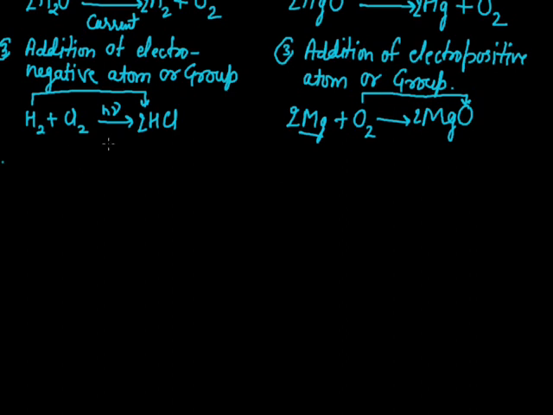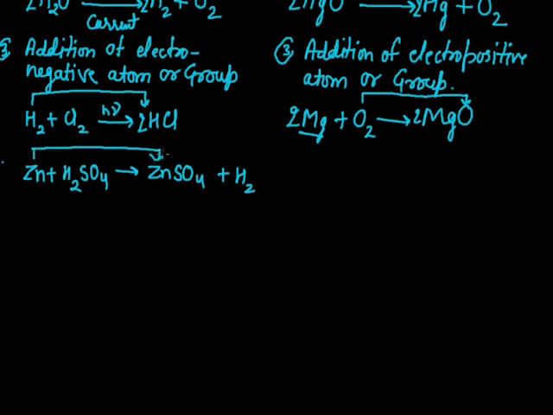Now we can take another example of an electronegative group. Zinc plus H2SO4 forms ZnSO4 plus H2. Now we put an arrow from zinc to zinc. In this reaction, zinc doesn't have any electronegative group or atom, but after the reaction in zinc sulfate, zinc is added with an electronegative group, that is the sulfate group. Sulfate is an SO4 2- group, an electronegative group. So addition of an electronegative group is known as oxidation, and zinc oxidizes into zinc sulfate.